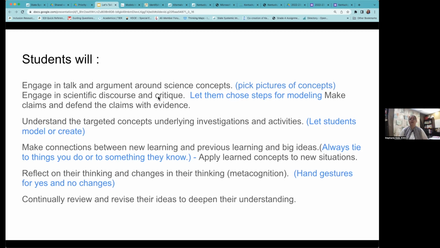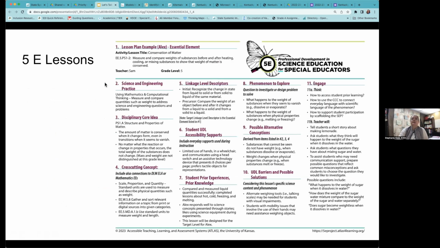And then of course, hand gestures just for yes and no for reflections. So teach them a little bit of sign language with yes and with no, so they can have those conversations too. And of course, we're going to continuously review and revise. This is a 5E lesson. Now, I just recently learned about these 5E lessons.